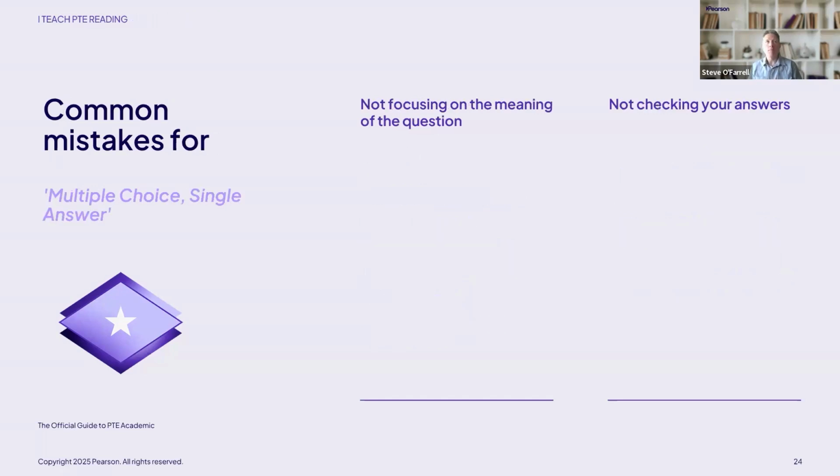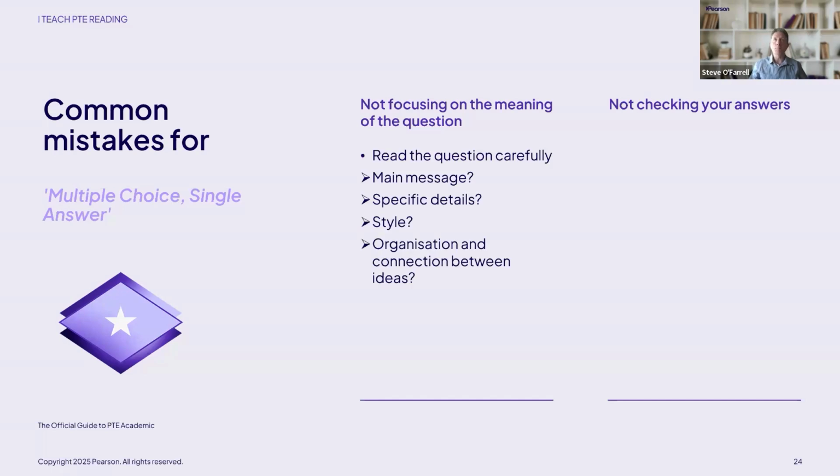The last question type is multiple choice single answer. Again, a block of text, some question options, one of which is the correct option. So the first common mistake is simply not focusing on the meaning of the question, not the text, the question above, because there are often very useful clues in the question. Read it carefully. What is it looking for? Is it looking for the main message, in other words, the overall meaning? Is it looking for specific details? Perhaps it's looking for a year that something happened.